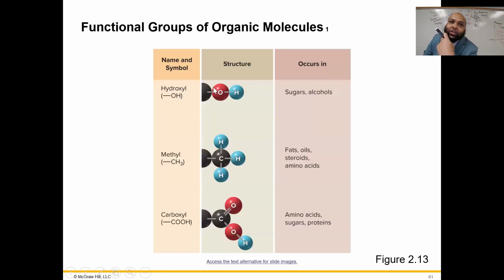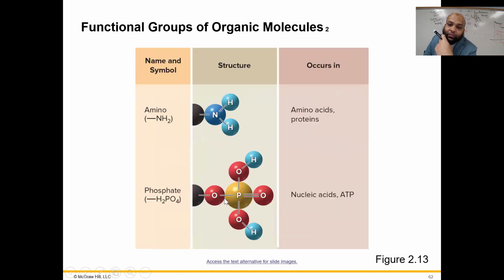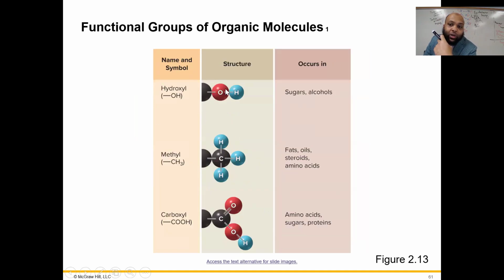So that's the hydroxyl, OH. That's the methyl, CH3. And that's the carboxyl with an OH. Amino is NH2, and phosphate is phosphate. You've got to know these groups. OH is hydroxyl. This is on the exam. This figure is on the lab exam.